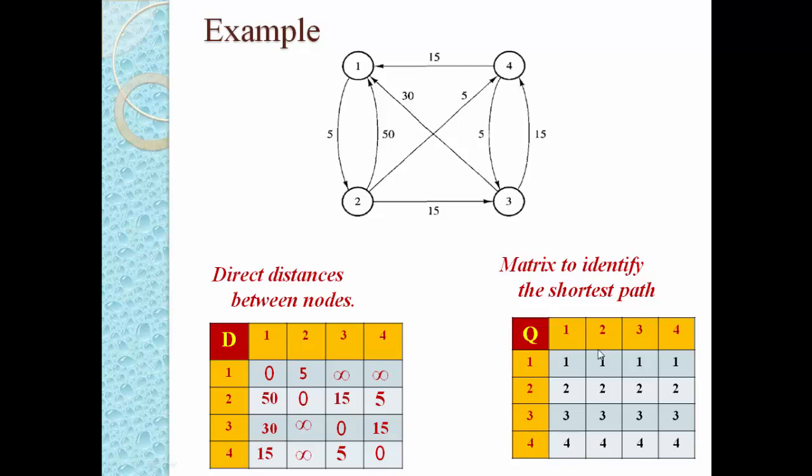If the first row, then we put 1. If the second row, then 2. Third row, then 3. And fourth row, then 4. Actually, all these values are intermediate nodes, and the initial value is the same as the row value. So these are the two matrices, and we will use these two matrices to identify the shortest path and shortest distance for all pairs of nodes.